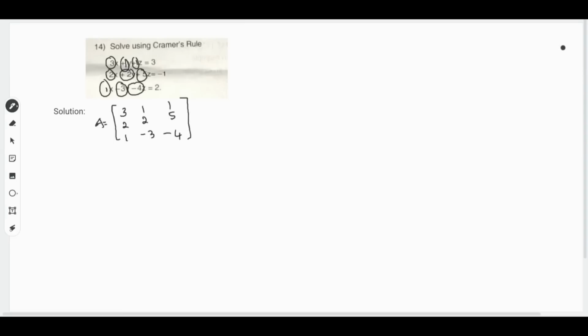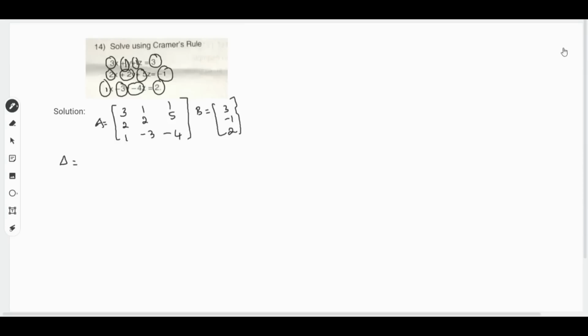This will be your B value. Then we need to find what is given. The solution B will be 3, minus 1, and 2, 3, minus 1, and now we need to find a Cramer's rule. That means first we should find the value of delta, the determinant of A, that is delta.